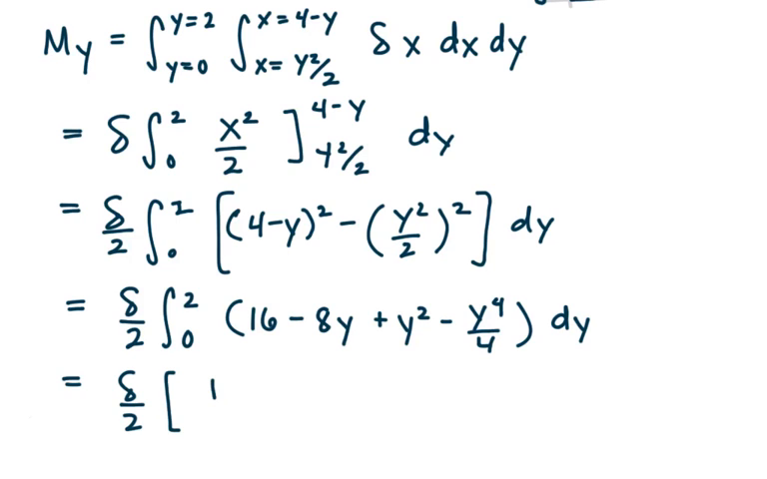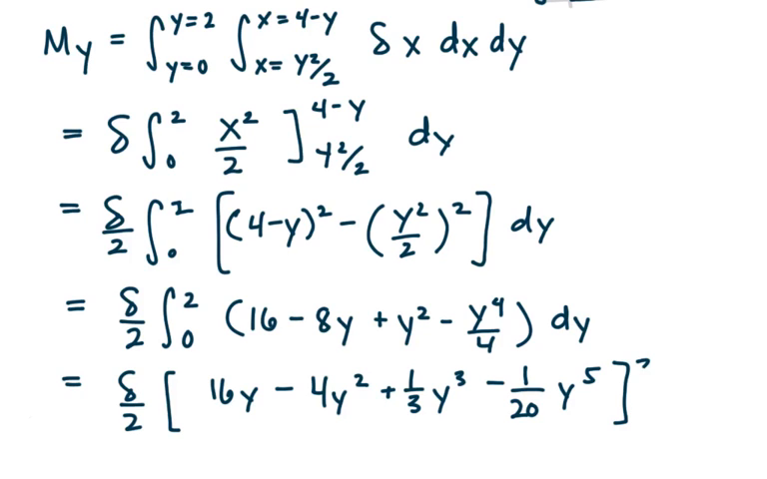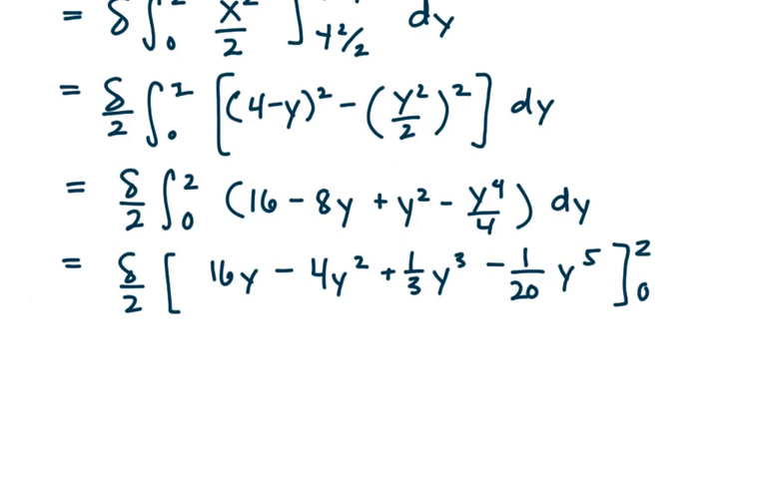Delta over 2, I've got 16y minus 4y squared plus 1/3 y cubed minus 1/20th y to the 5th. And we evaluate between 0 and 2. If I plug in 0, that will again give me 0. And if I plug 2 into all of these, I get a fraction. Divide that by 2. My moment about the y-axis is going to equal 128 over 15 delta.